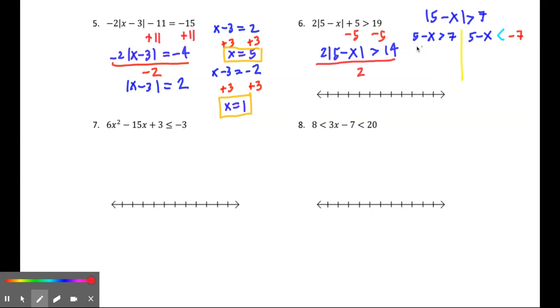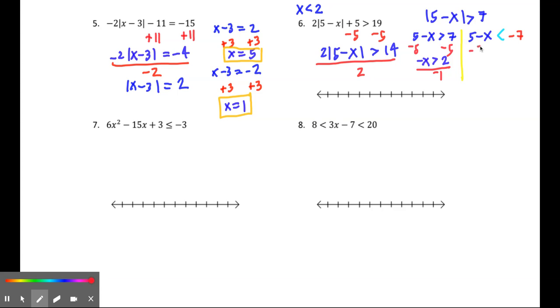So then you subtract 5, and you get negative x is greater than 2. And then you divide by negative 1, and when you multiply or divide by a negative number that causes it to flip the sign. So then you have x is less than negative 2. Let's write it down up here. So you have x is less than negative 2. And then now we'll do the other one.